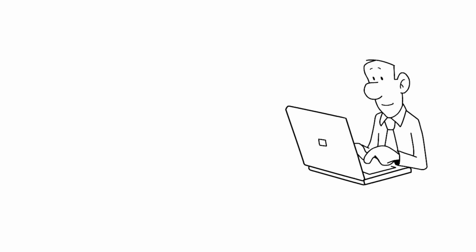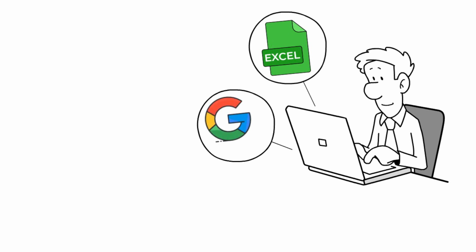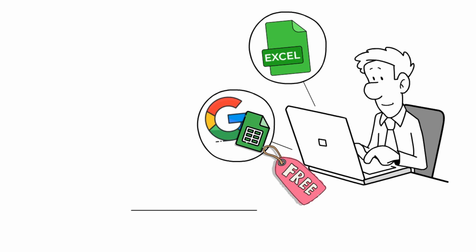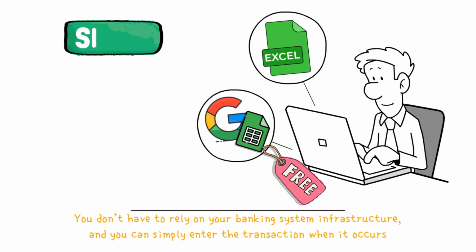The next level to implement a simple bookkeeping system is to make use of commonly available software, such as Excel, that is readily available on most computer systems. There is even a free version like Google Sheets on the Google platform. The benefit here is that you don't have to rely on your banking system infrastructure, and you can simply enter the transaction when it occurs. But to do so, you first have to set up the system.